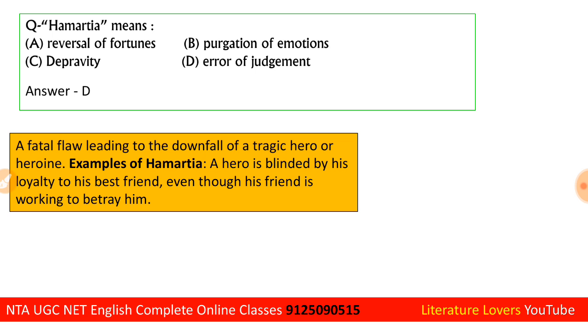Because learners, a fatal flaw always leads towards the downfall of the hero. Like in Macbeth, vaulting ambition is the tragic flaw or hamartia of Macbeth. In Hamlet, excessive thinking is the hamartia of Hamlet. And in King Lear, flattery can be considered the hamartia of King Lear. A hero's downfall brings him from an upper state to a lower state, and that is the place where hamartia occurs. Now see the next one.